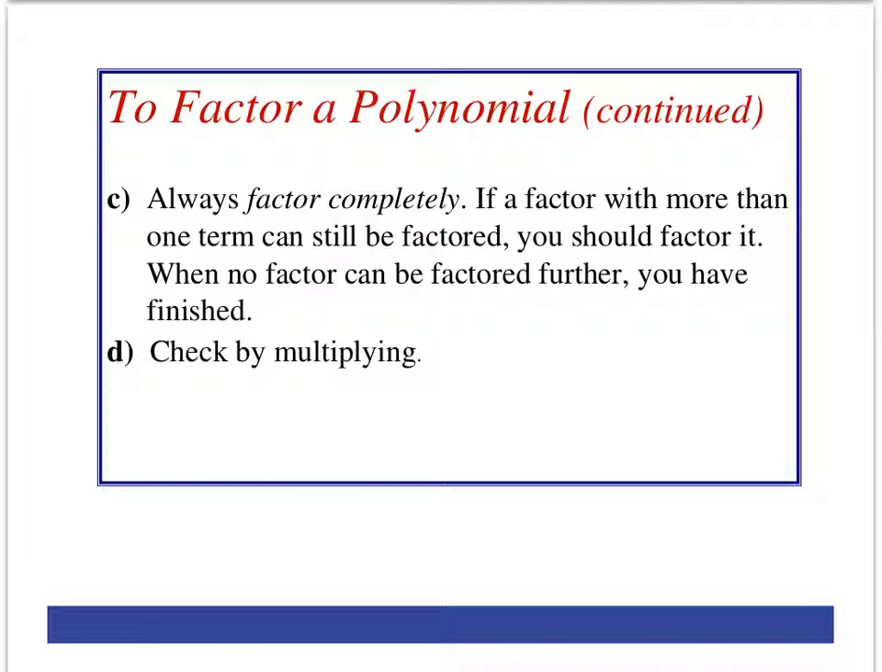So to factor a polynomial, always factor completely. If the factor with more than one term can still be factored, you should factor it. When no factors can be factored further, you have finished. Always check by multiplying. That's one of the things that you guys have forgotten to do over the years.